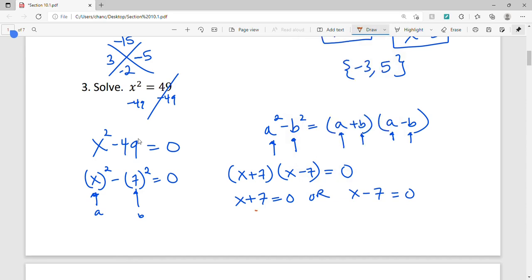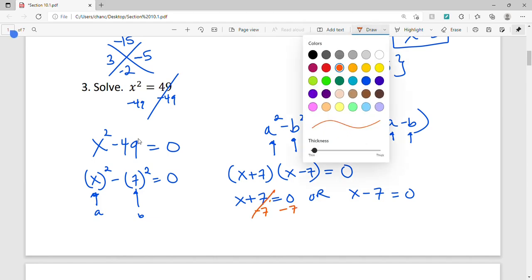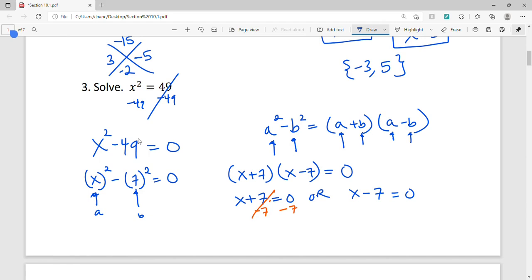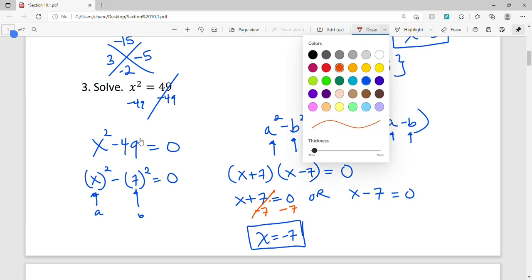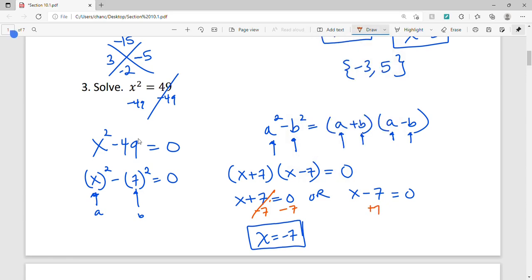And so we could subtract 7 to both sides for the first equation to solve for x. This gives me x equals negative 7 for the first equation. For the second equation, we'll add 7 to both sides. And this gives us x equals 7. We have two solutions in this case. The first one is negative 7, and the second one is positive 7.